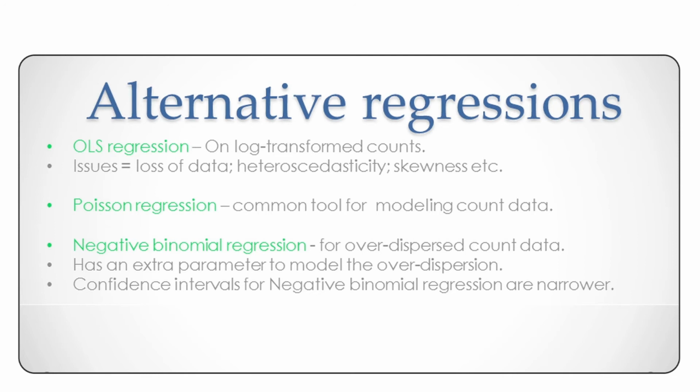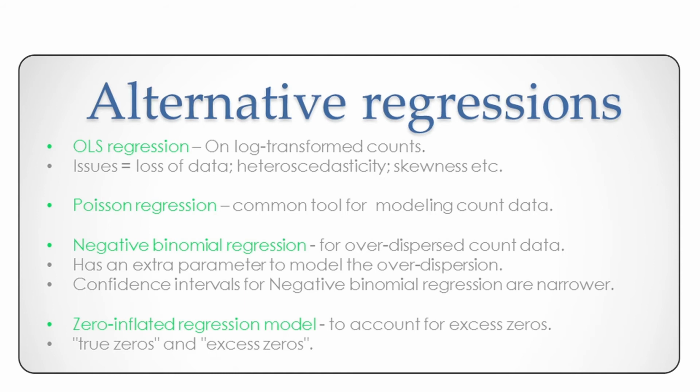The way the negative binomial model handles over-dispersed count data is that it allows for an extra parameter to model the over-dispersion, and in the case where we have over-dispersed count data, the confidence intervals obtained using negative binomial regression will tend to be narrower than those obtained using Poisson regression.